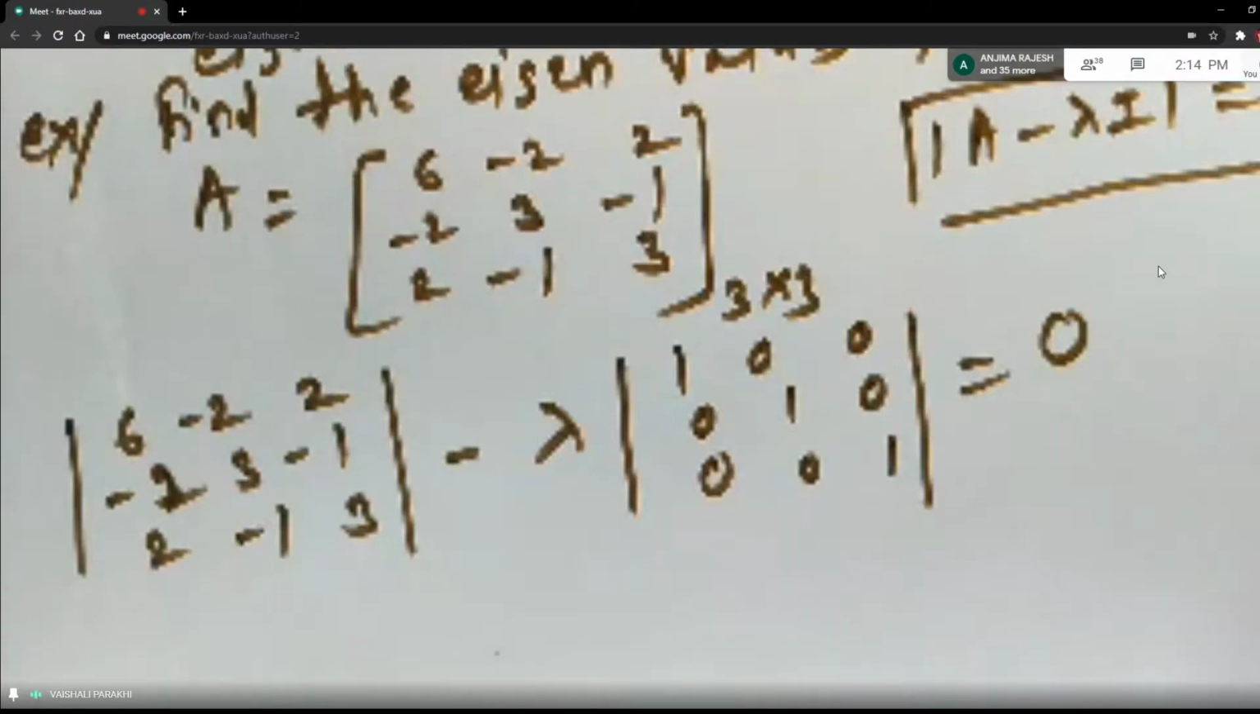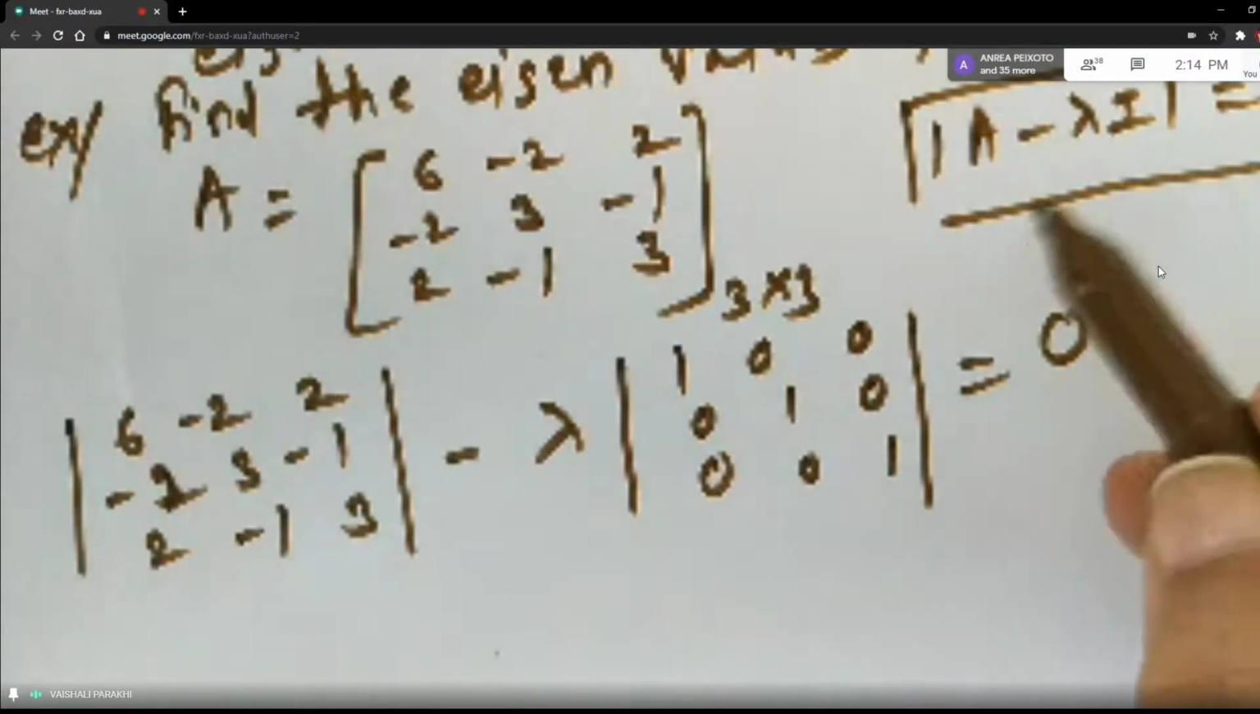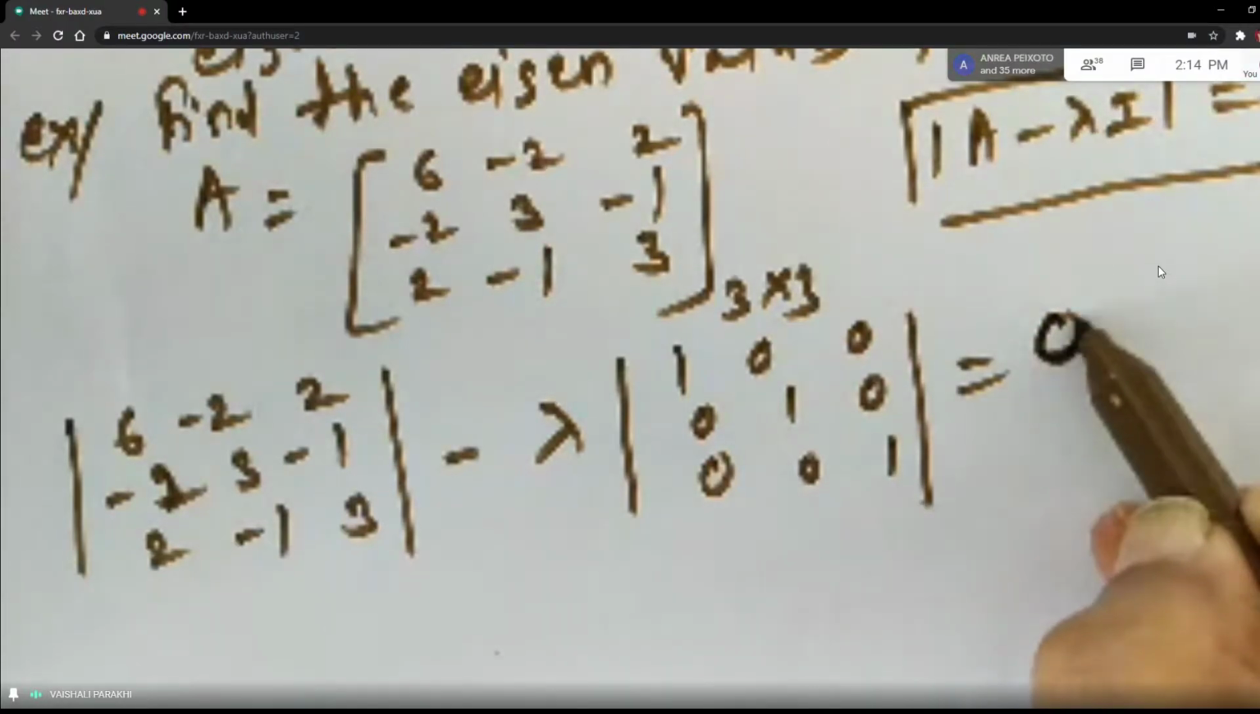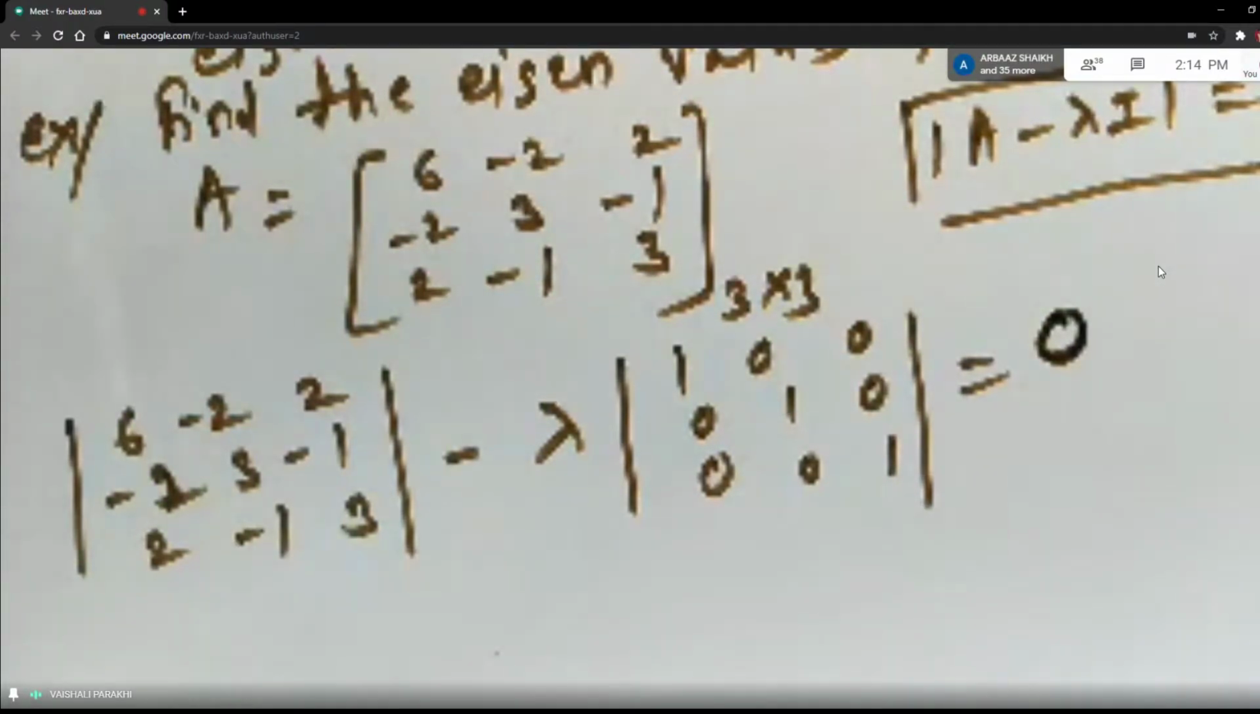Okay. Now here I am saying that this is the determinant equation. This is not the matrix equation. So we are going to take this as 0. If it is a matrix equation, then the right hand side will be the null matrix. So here I am taking it as 0.